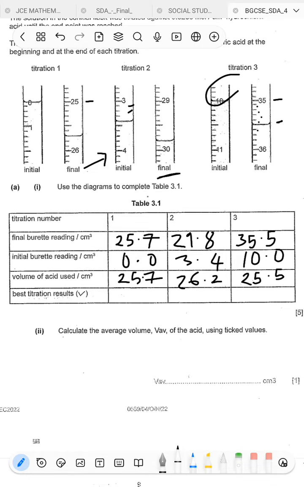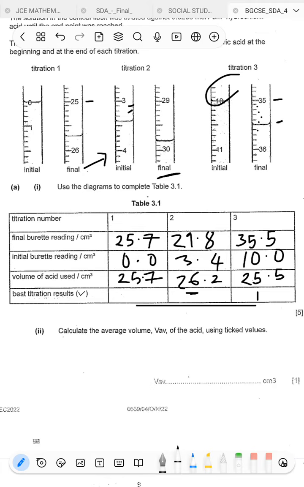And then now, to pick the best titration result, you compare the digits that you have, and then you find the ones that have a closer range. Now, in terms of closeness, you can see how you have 25 and a 25 point something, and then you have 26, which is a bit further from what we have there.